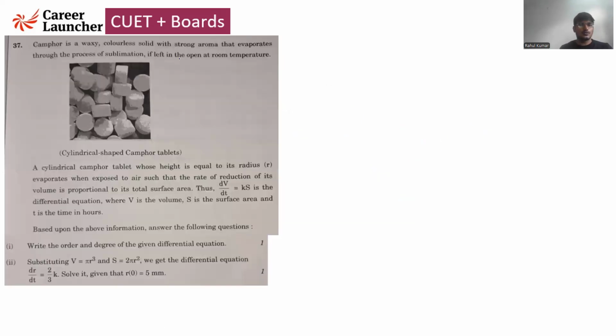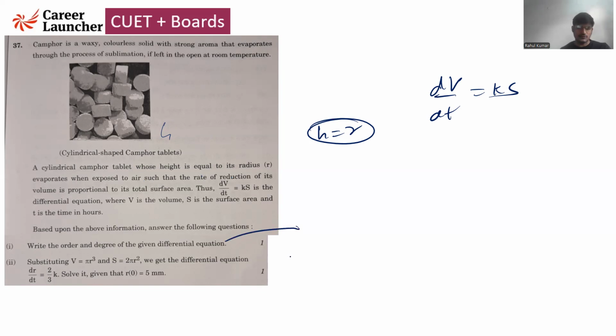Now we have the next question. This is not our main information. This is the main information: a cylindrical camphor tablet whose height is equal to the radius evaporates when exposed to air. So dV by dt is given as Ks. Now we need to find the order of this differential equation. Order is one, you can easily see it is a first order differential equation.